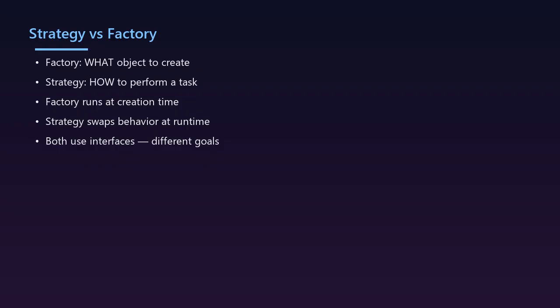Factory is a one-time decision at creation. Strategy is an ongoing, swappable choice. Factory answers, which class should I instantiate? Strategy answers, which algorithm should I use right now? They look similar on the surface, but they solve completely different problems.